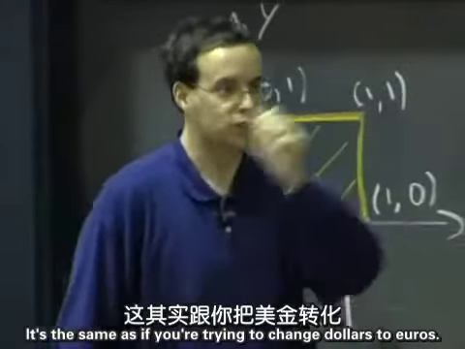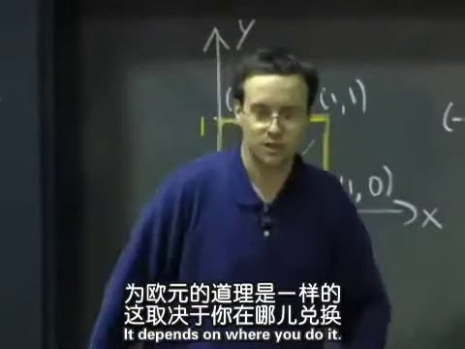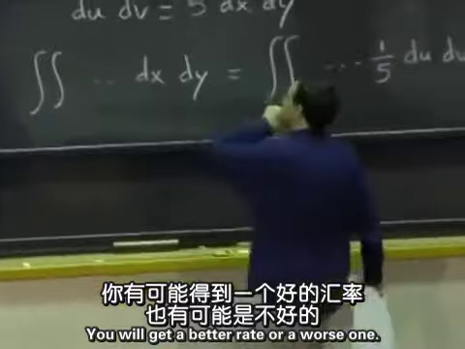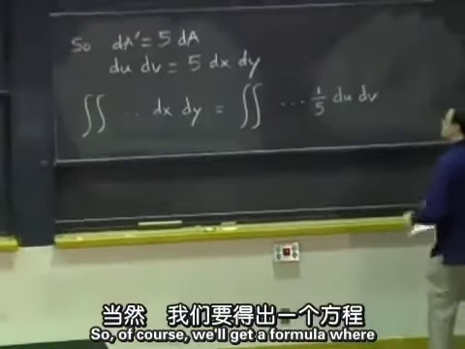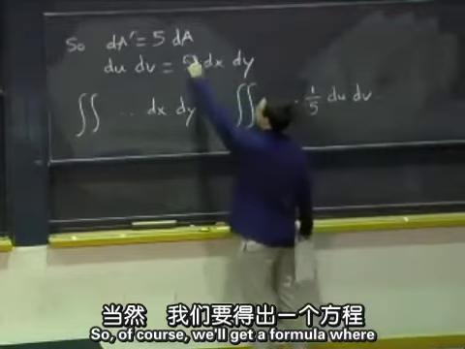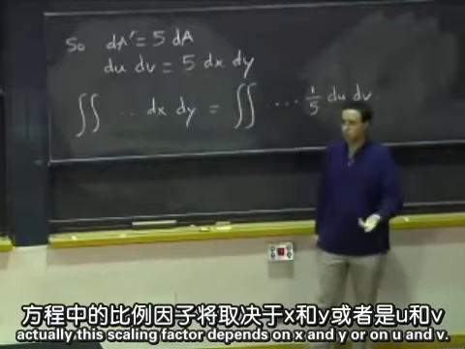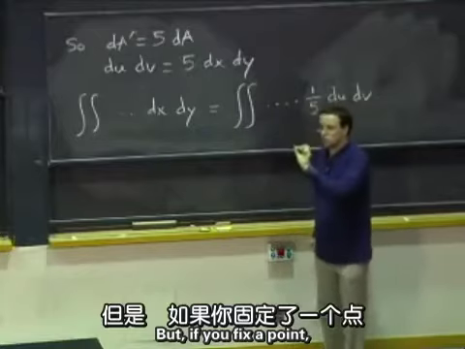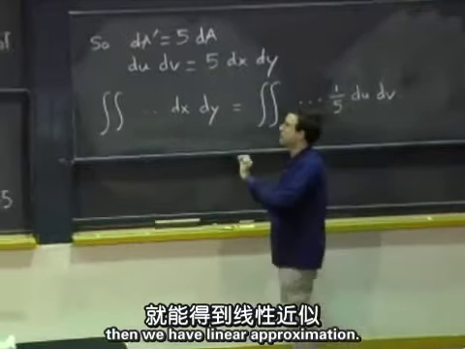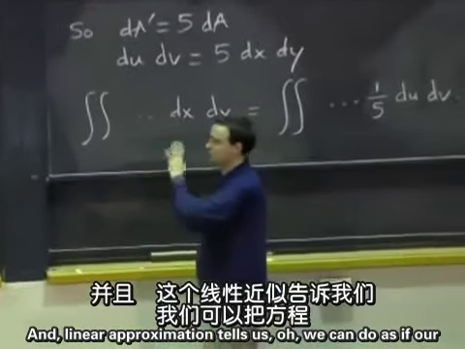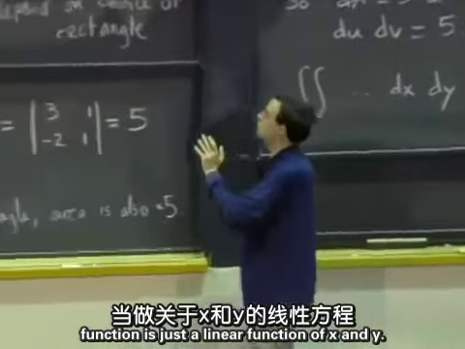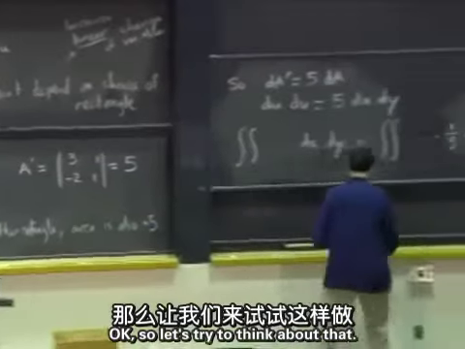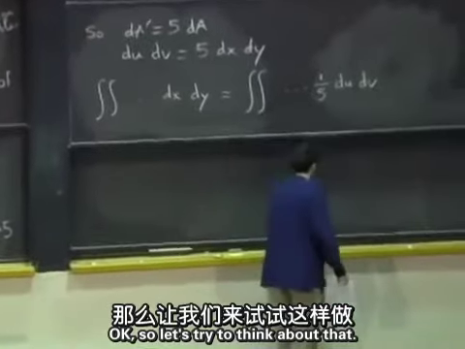It's the same as if you're trying to change dollars to euros. It depends on where you do it. You will get a better rate or a worse one. So we'll get a formula where the scaling factor will depend on x and y, or on u and v. But if you fix a point, then we have a linear approximation. And linear approximation tells us we can do as if our function is just a linear function of x and y. So then we can do it the same way we did here. Okay, so let's try to think about that.